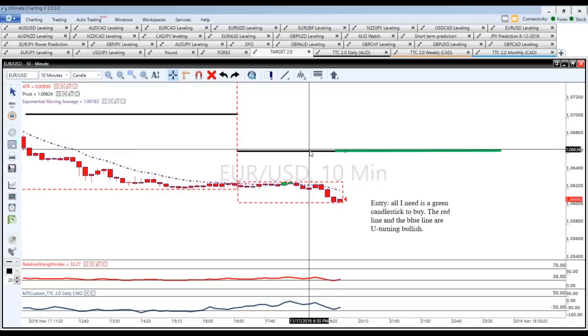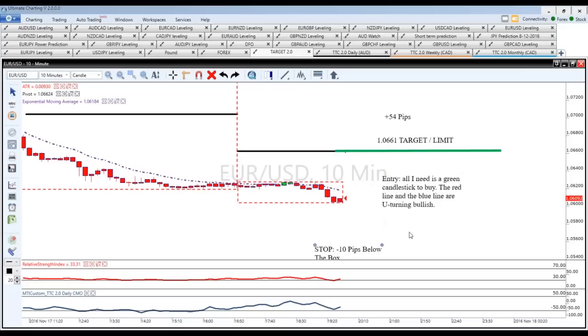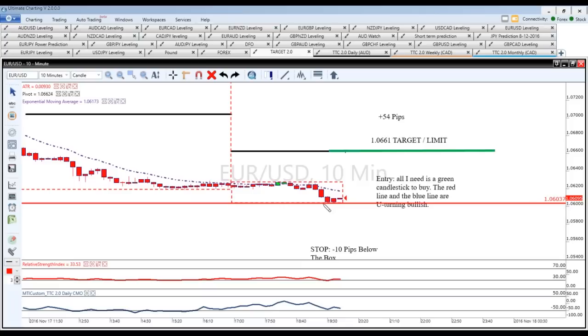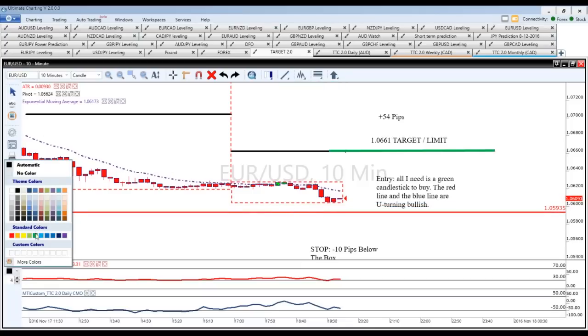Now, yes, this can send you a text message when the colors change, 1.0661, or an email. I talked to Gary about it. He says he's already doing it. Target/limit. How far away is that? This is going to be about 54 pips. So nice little scalp trade, 54 pips. And then stop. We'll go 10 pips below the box. Okay, and that's going to be 1.0593.